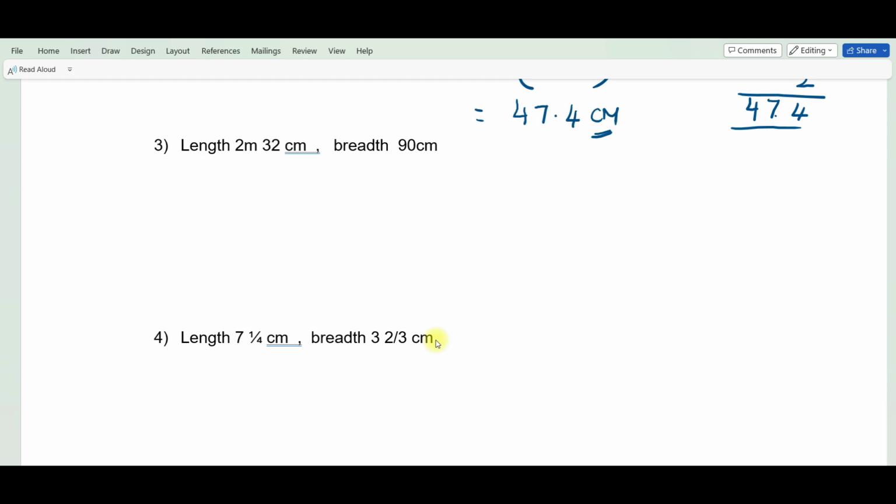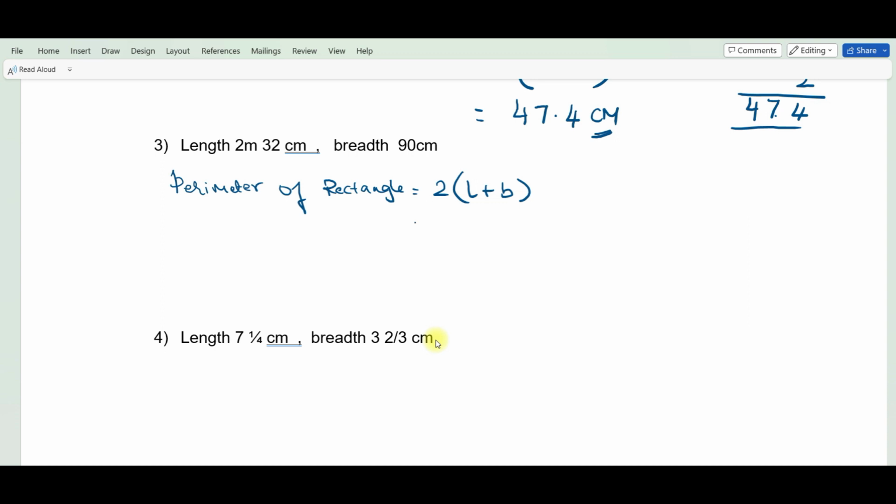So going forward, in the previous two questions we had only centimeters. Now we have length 2 meters 32 centimeters and breadth as 90 centimeters. So we also have 2 meters also and centimeters also. How do we solve this? So let us write the formula first. That is the perimeter of rectangle equals to 2 into L plus B.